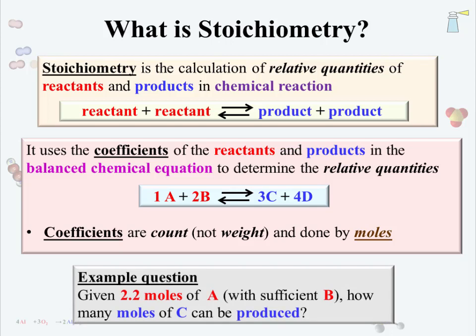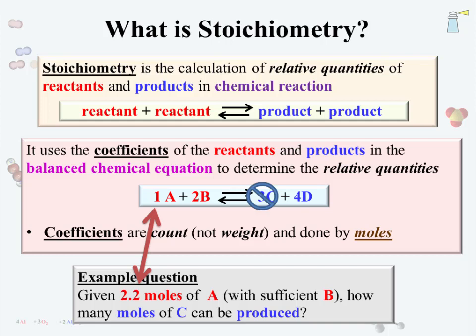Using this stand-in for a balanced chemical equation, an example stoichiometry question would be, given 2.2 moles of chemical A with sufficient B, how many moles of chemical C can be produced? Note that in this question, the value of 2.2 moles of A does not correspond to the 1 mole coefficient in the balanced equation. A stoichiometry problem can use any value for one of the compounds. It uses the balanced chemical equation with its set values as a way to get relative quantities.